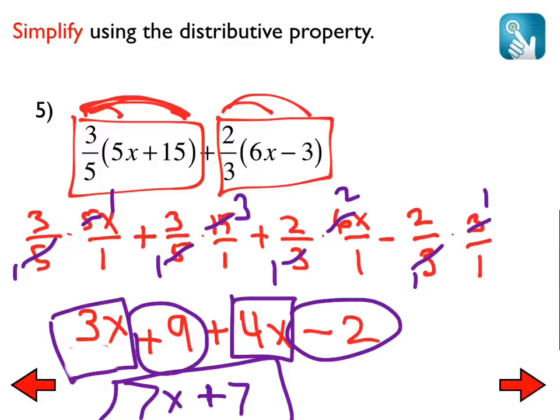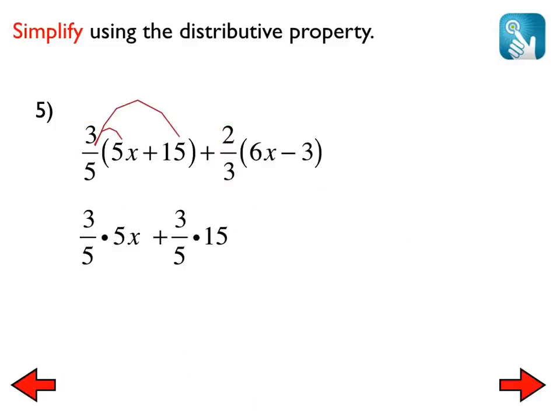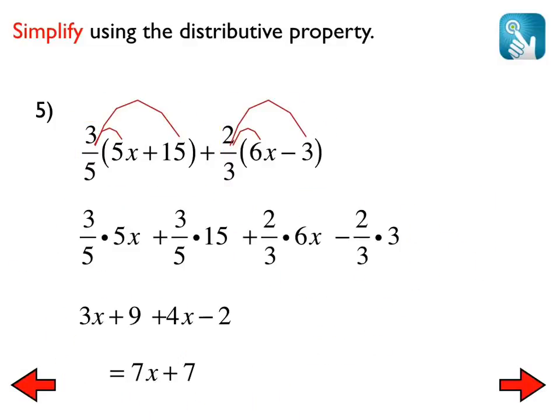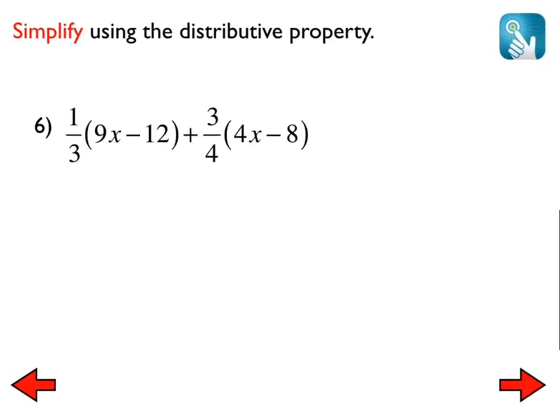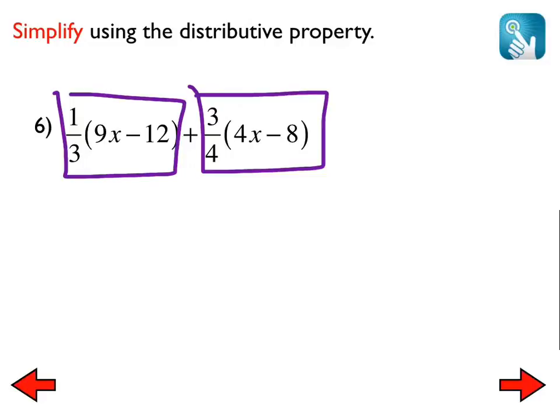Who got this one correct? Very nice. So let's move on to number 6 then. Please do that one on your own. Distribute this first part and distribute that second part. Cross cancel and then combine like terms.